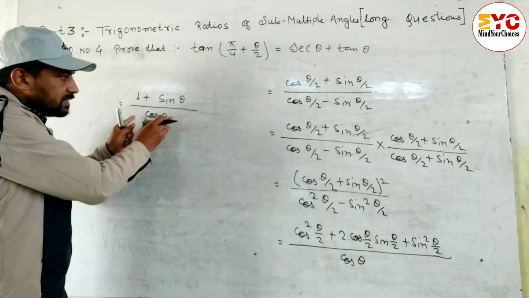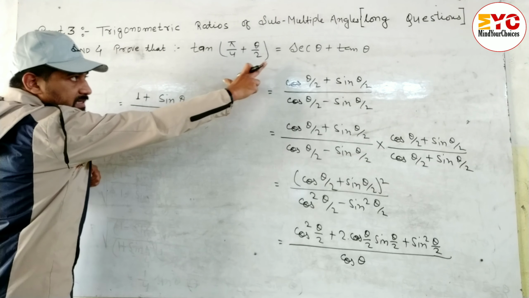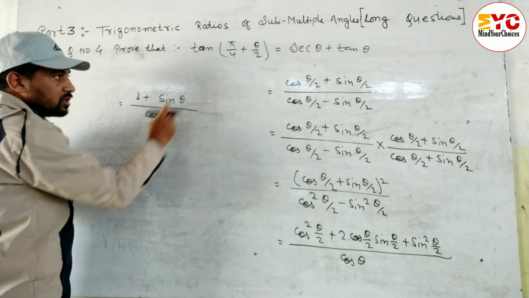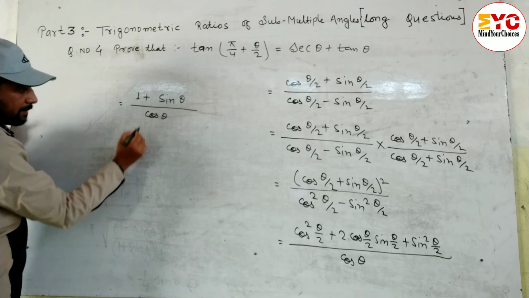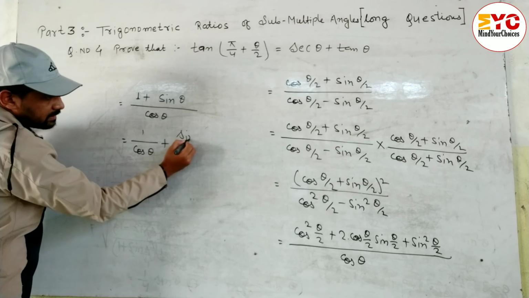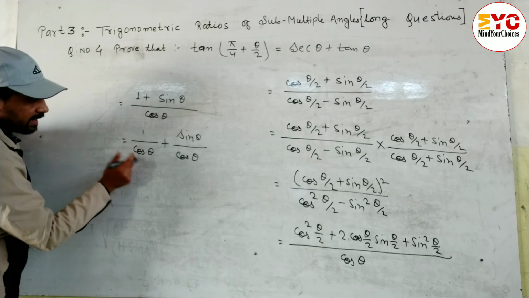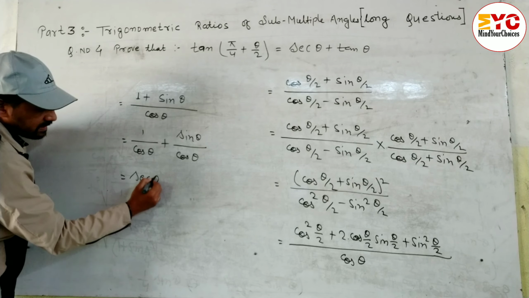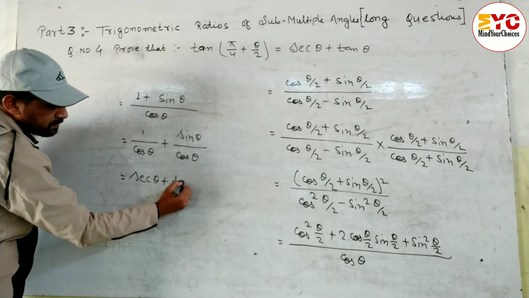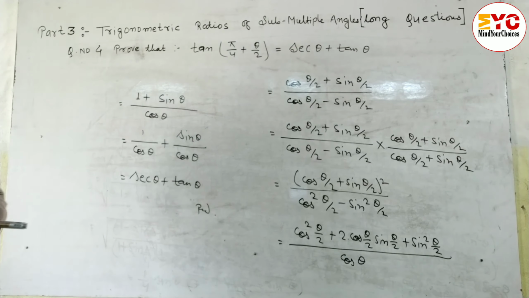Now can we convert this in the form of sec and tan? Look at here. 1 by cos means sec, sin by cos means tan. So we have to separate this: 1 by cos theta plus sin theta by cos theta. 1 by cos theta is equal to sec theta, plus sin by cos means tan theta. RHS proved. Hope you understand this question.